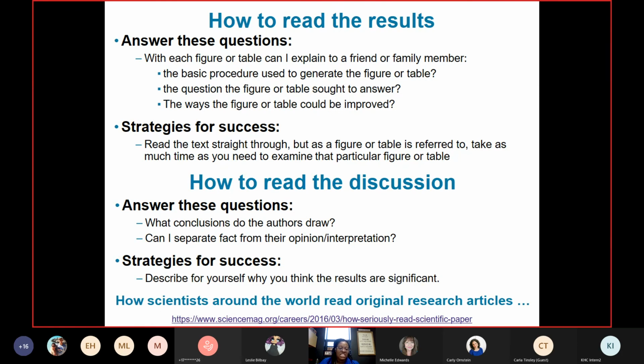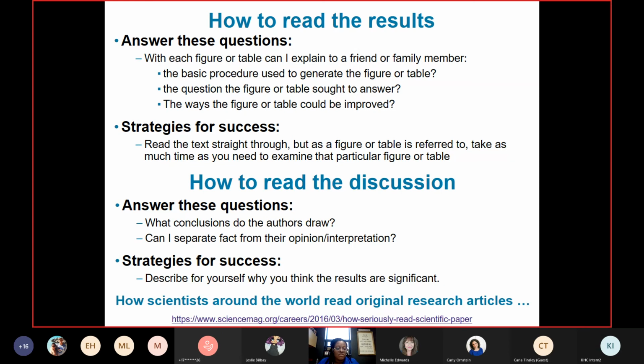And how to read the discussion. You want to ask yourself, what conclusions do the authors draw? And can you separate the facts, which came from the results, from their opinion or how they're interpreting their data? A strategy for success there is to describe for yourself why you think the results are significant.